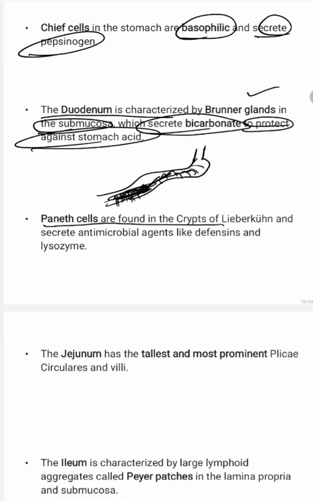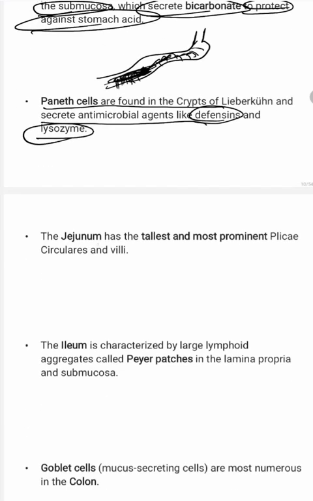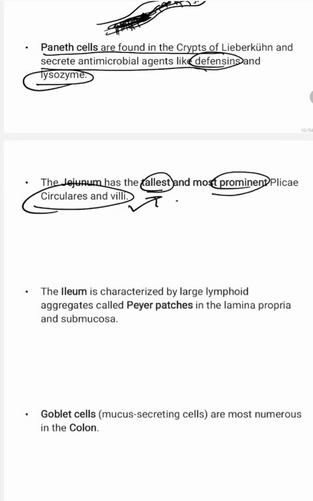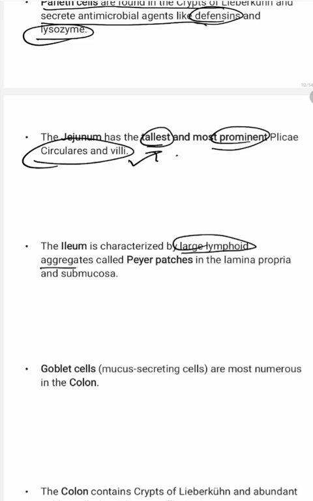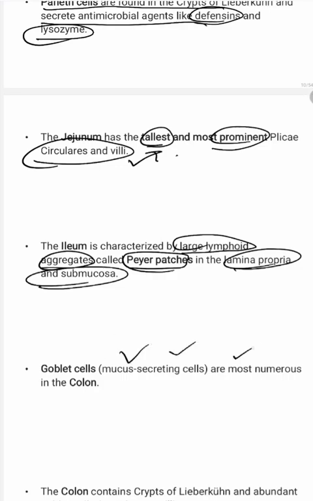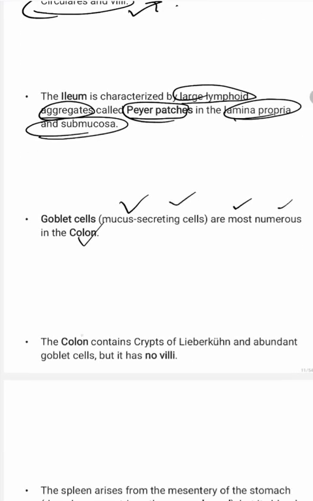Now, Paneth cells are found in the crypts of Lieberkühn and secrete antimicrobial agents like defensins and lysozyme. The jejunum has the tallest and most prominent plicae circulares and villi. The ileum is characterized by large lymphoid aggregates called Peyer's patches in the lamina propria and submucosa. So this is important. Peyer's patches are present in the ileum. Now, goblet cells, mucus secreting cells, are most numerous in the colon. And the colon contains crypts of Lieberkühn and abundant goblet cells, but it has no villi.